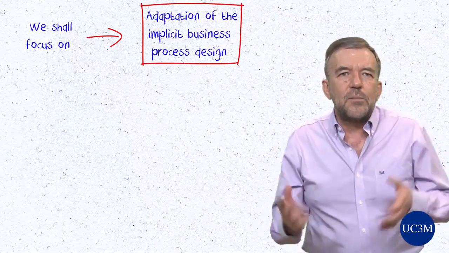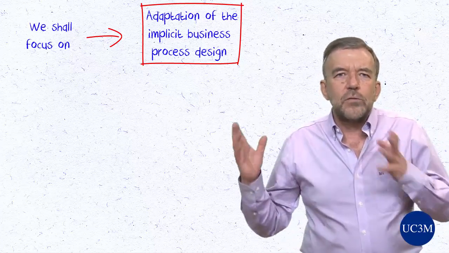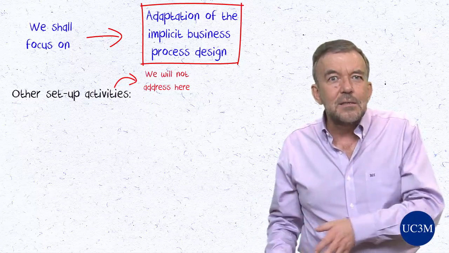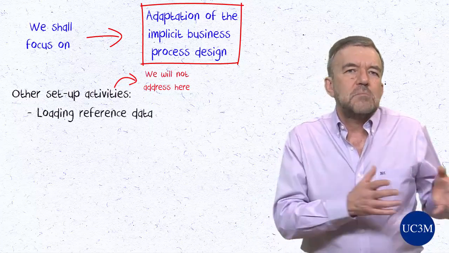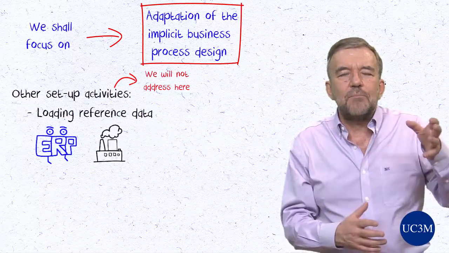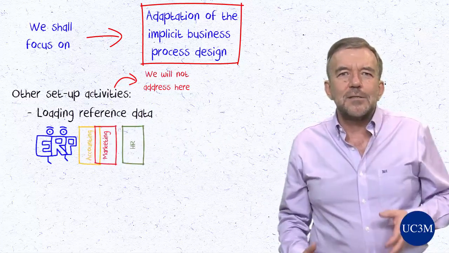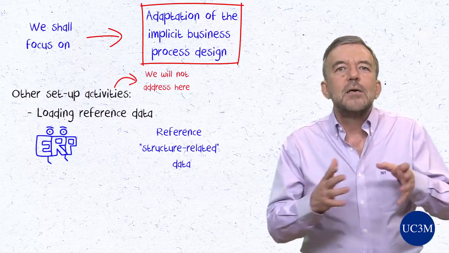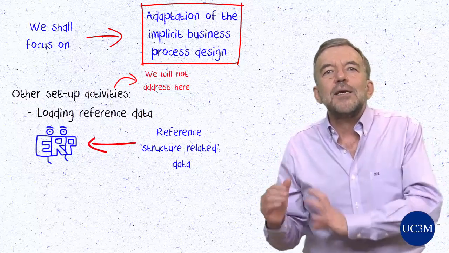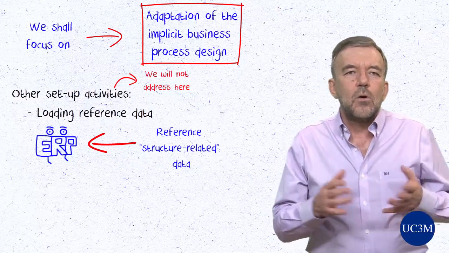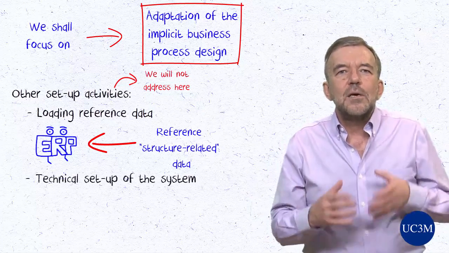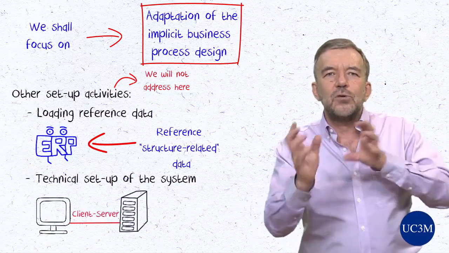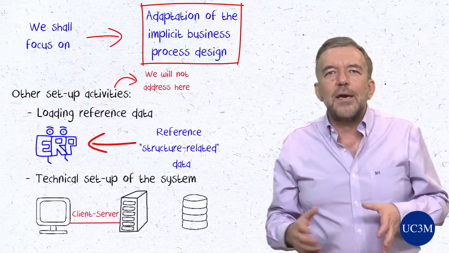Obviously, when a management information system is first implemented, various other setup activities must be carried out that we will not address here, such as loading reference data. Data such as the company's name, the various factories and premises it operates, its departments, the list of cost centers or profit centers are examples of the reference structure-related data that must be initially loaded. Also, technical setup of the system, including establishing the hardware and communications platform, the client server structure, the configuration of the database, and so on.